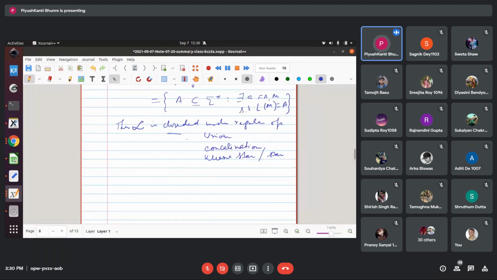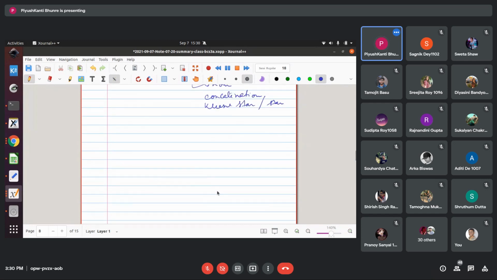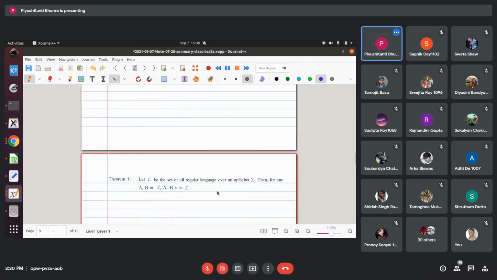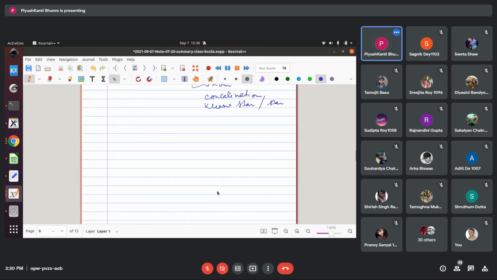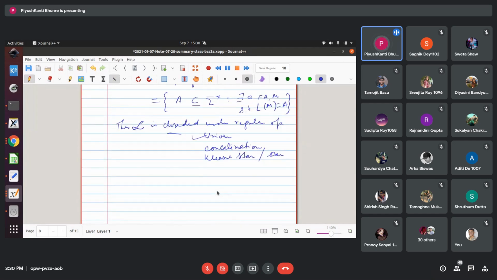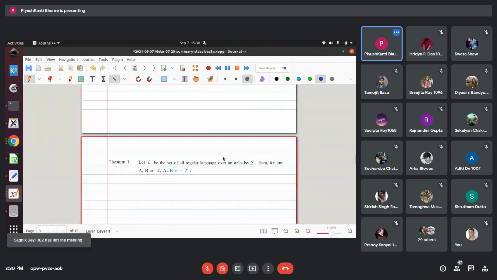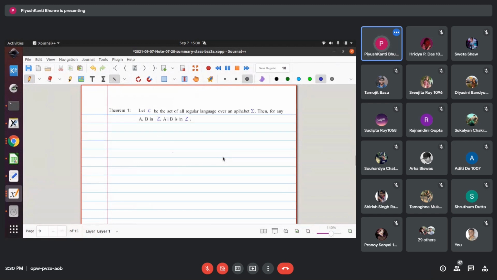Okay, so for these three, the union one we have already done by DFA, but we will use another construct that is easier, using non-deterministic finite automata. We shall prove it. So far, if you have any doubt, please tell me. I will discuss it again, otherwise I will just go straight to proving these theorems. If you don't understand any part of the previous things, let me know.